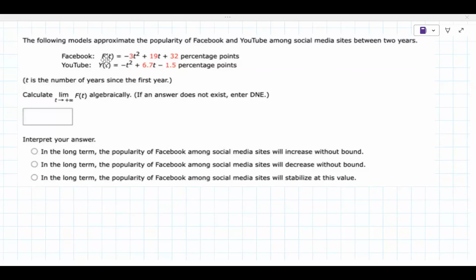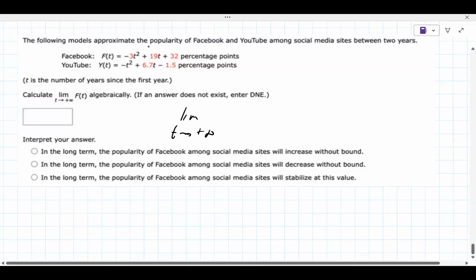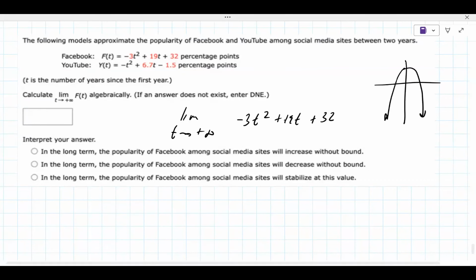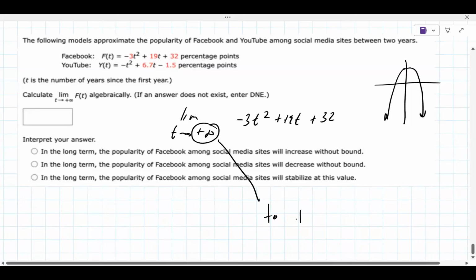All right. So the following approximates the popularity of Facebook and YouTube among social media sites. Facebook, here's the equation. YouTube, here's the equation. We just want the limit of f of t, so we only care about the top function. We want the limit as t goes to positive infinity of minus 3t squared plus 19t plus 32. If you were to graph this function, it would roughly look like this, meaning it's U-shaped, it goes down.